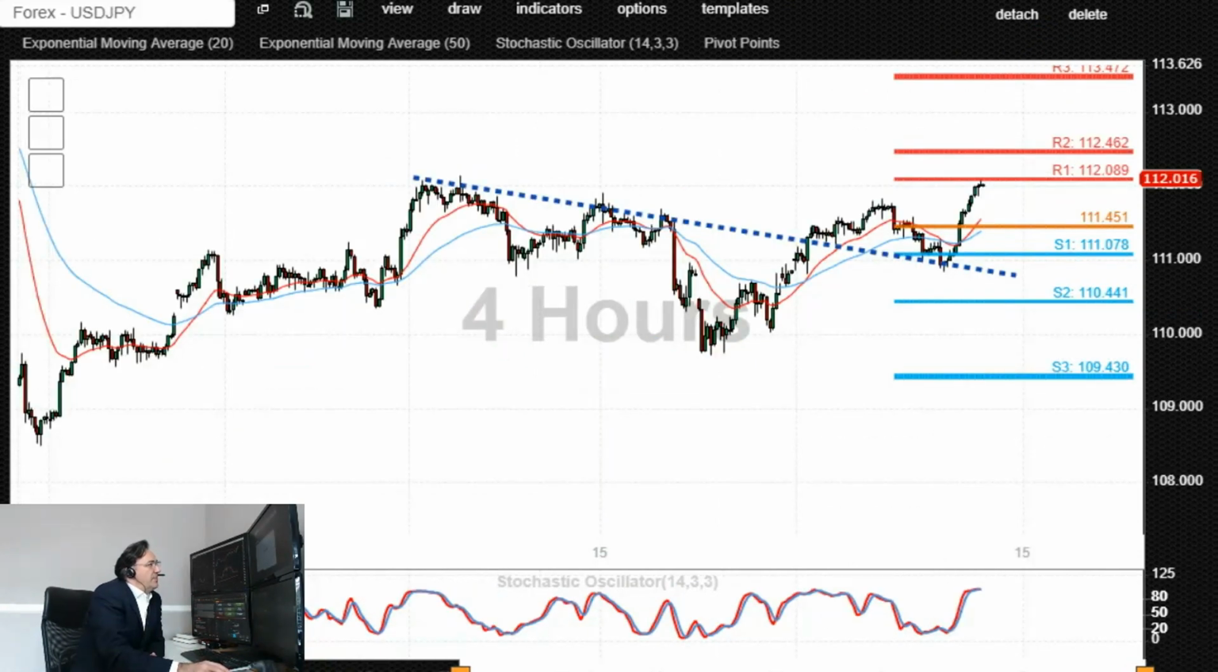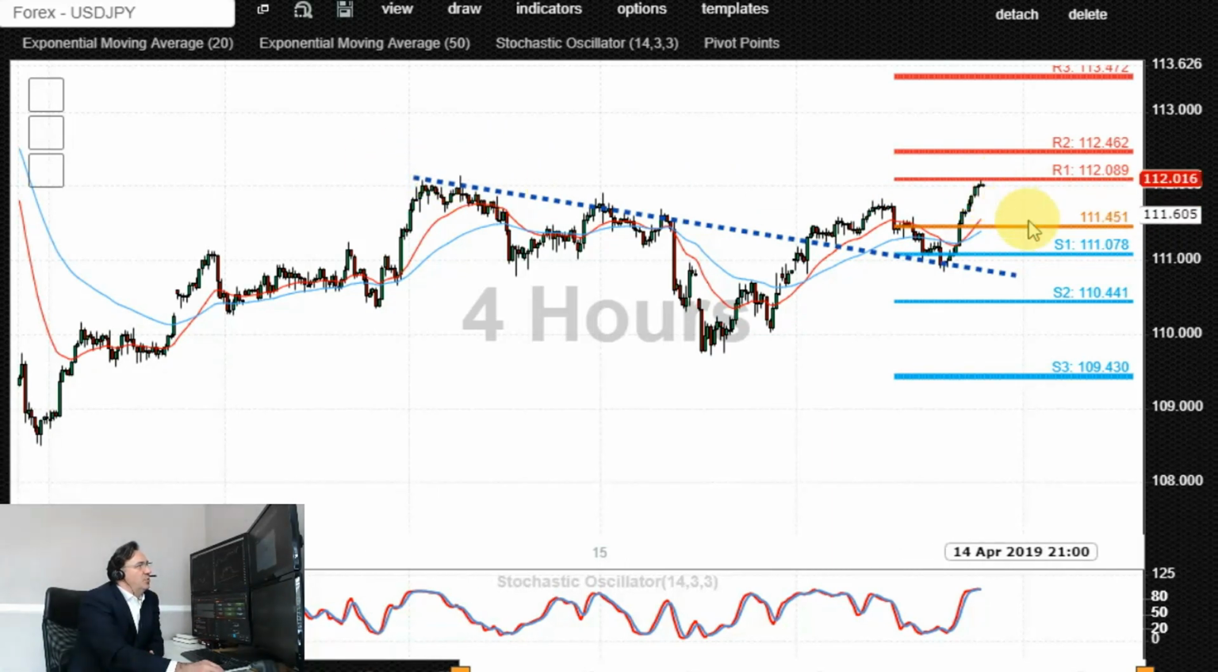Now, this is dollar Japanese yen. We have a very nice breakout above that 111 level and a retest from above. Current support is at 111.45. The price is capped by 112, a nice round number and very close to these highs here.